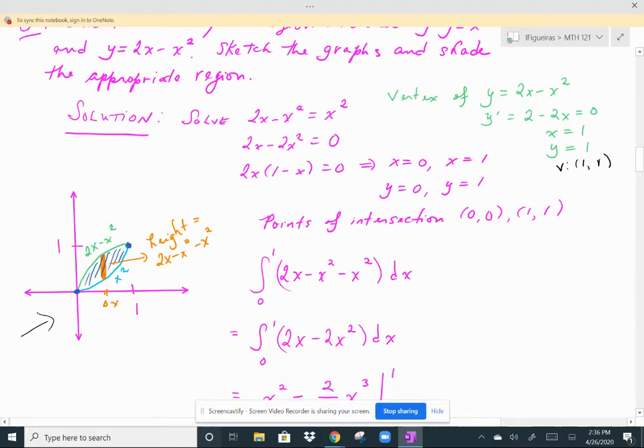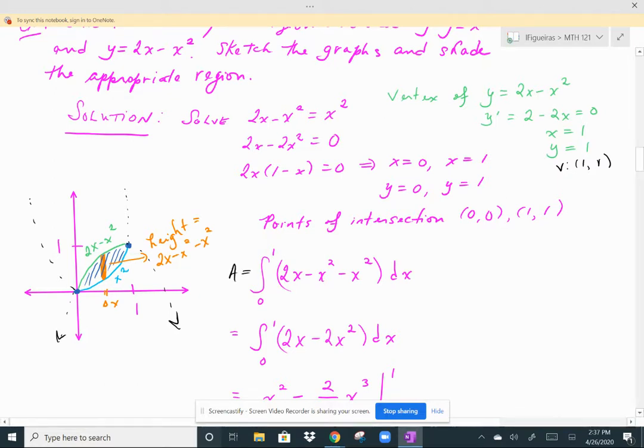So if you were to extend these out, my x squared would go like this, and my 2x minus x squared would go like this normally, right? But we're only interested in the part that's bounded. So that's that part in the middle that kind of looks like a boat or a canoe or surfboard or something like that. All right, so now we're ready to compute the area.